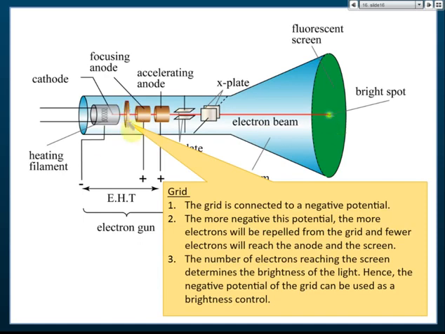So this control grid controls the amount of electrons passing through it and therefore controls the brightness of the spot on the screen. The number of electrons reaching the screen determines the brightness of the light. Hence the negative potential of the grid can be used as a brightness control. This control grid is to control the brightness.